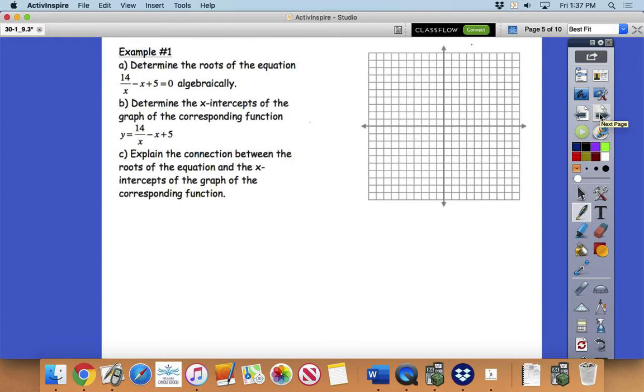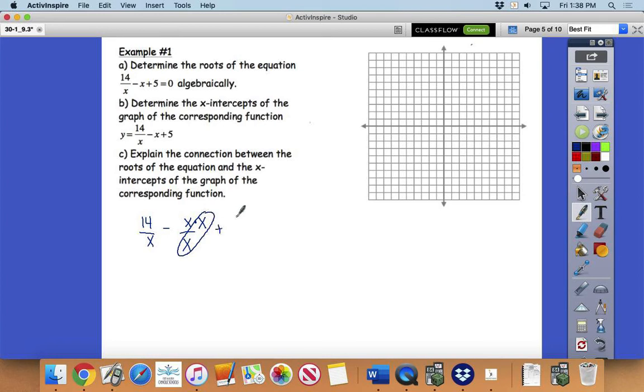So let's look at this first example. Let's determine the roots of the equation algebraically. What I like to do is get a common denominator for each term. If I'm multiplying the bottom by x, because there's nothing there, I have to multiply the top by x as well. So that's what I just inserted.